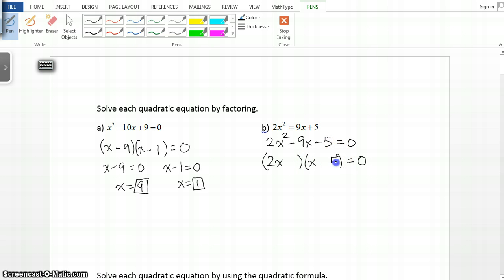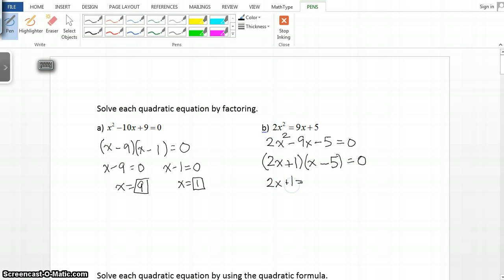Alright, so let's put the 5 with the 2. I multiply, that'll give me 10, and the 1 here. Let's make that 10 negative and the 1 positive. So when I check my outsides, what is that? Negative 10x. My insides, plus 1x. That'll give me my negative 9 there. Good, we factored it correctly.